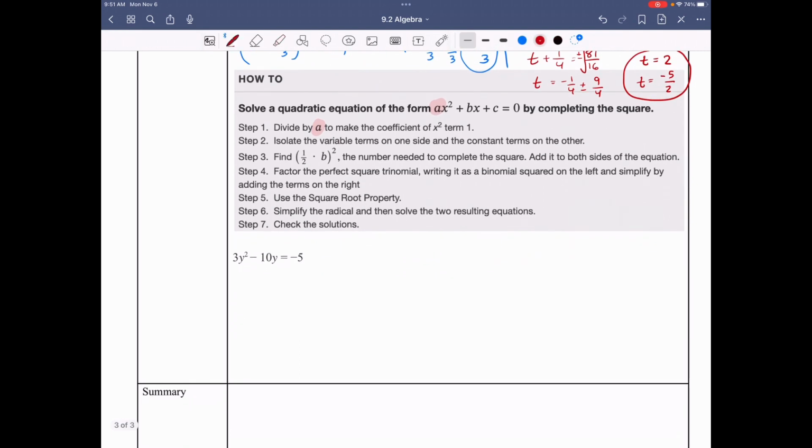All right, so for this very last example, we divide by 3. We get y squared minus 10/3 y is equal to negative 5/3. Half of this would be negative 10/6, which would be negative 5/3. And negative 5/3 squared is 25/9. So we're going to add 25/9 to both sides.